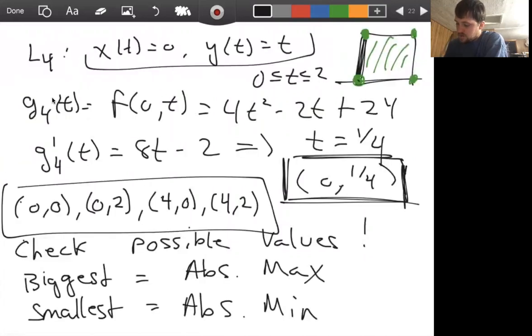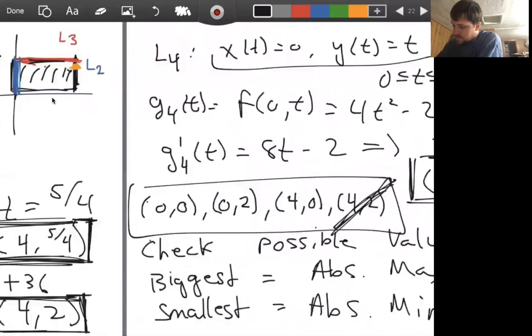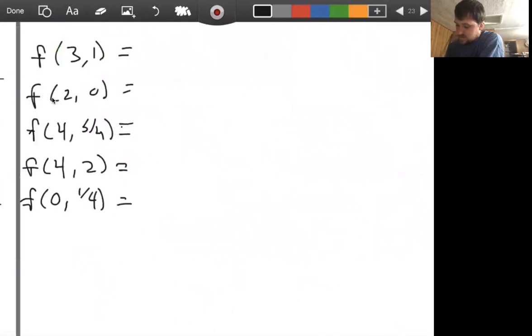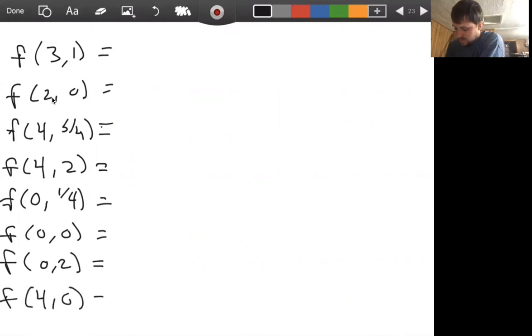Okay, and so notice we've accounted for one of the corners with the parameterization. Then after 4, 2, we had 0, 1/4 that we need to check. And then the rest of the corners. So 0, 0, 0, 2, and 4, 0.